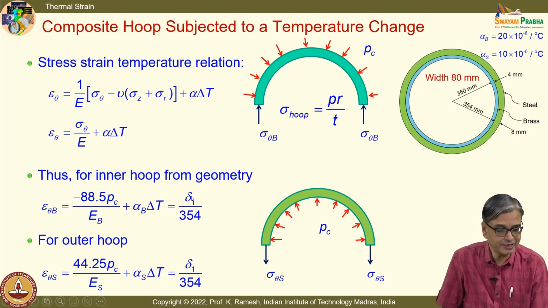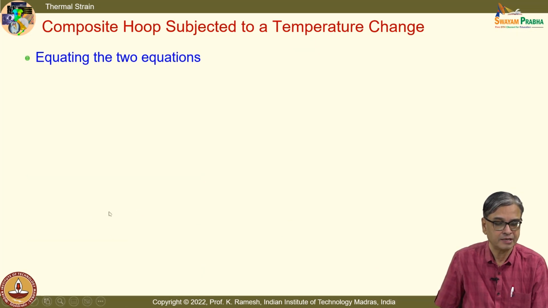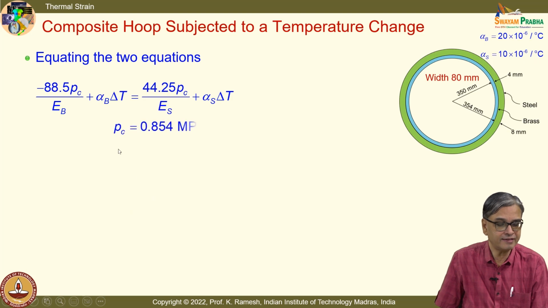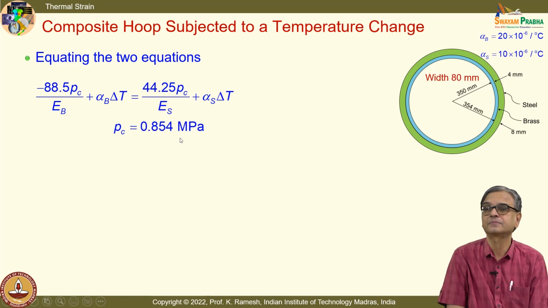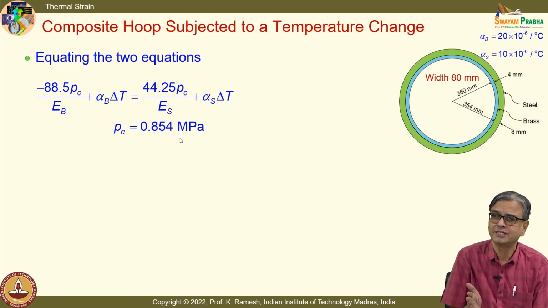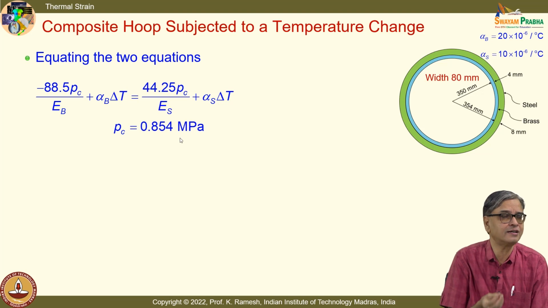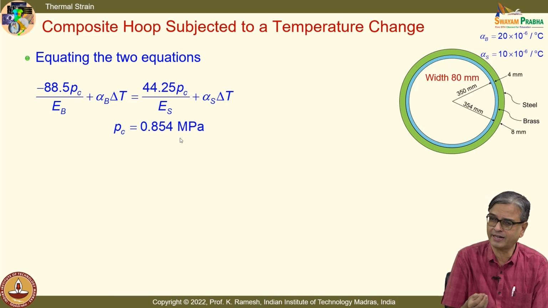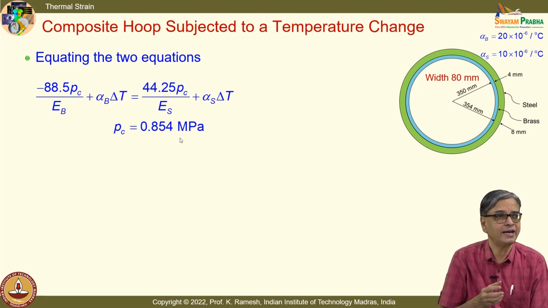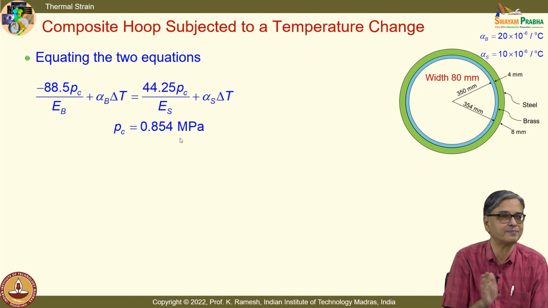From geometric compatibility, these two should be identical. You have that expression, and you get the interfacial pressure as 0.854 MPa. If there is no temperature change, PC would have been 0, because there is no internal pressure acting on the composite cylinder. I can also think of a problem where a fluid is at a particular pressure, and it is also subject to a temperature change. And you all know we live in linearized elasticity. Solve this as two problems and sum them up.